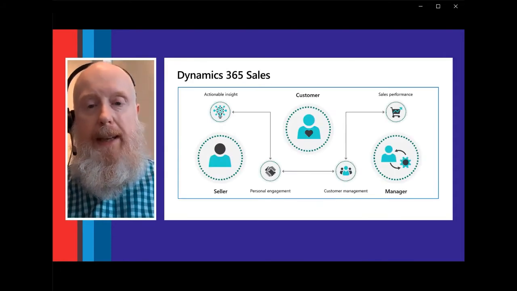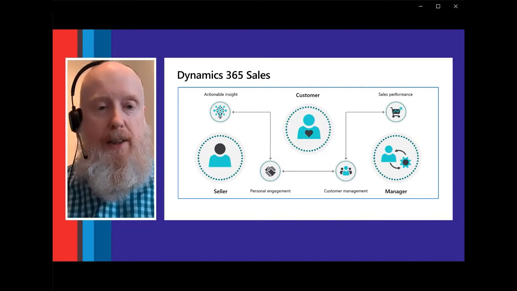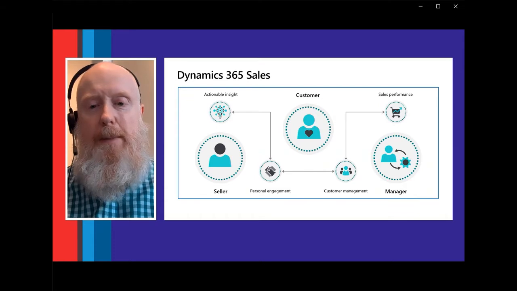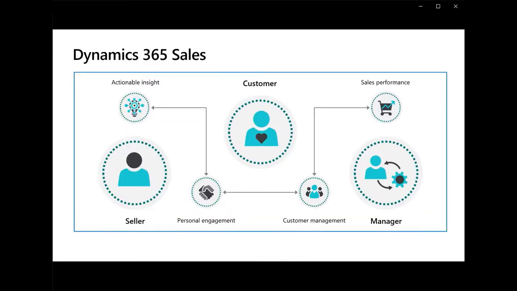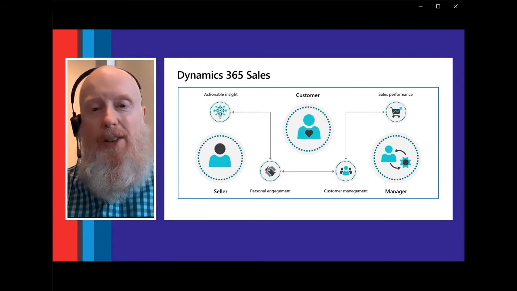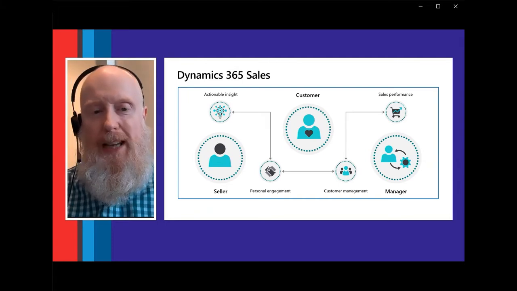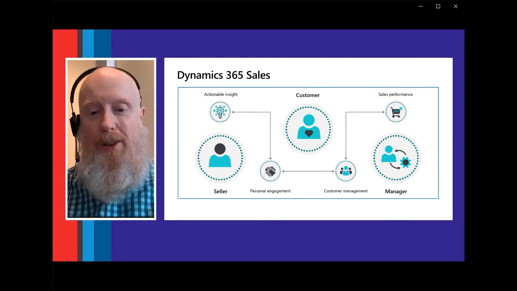So when I look at the sales application, it's very much aimed at the seller, the person who's trying to sell to the customer. What we're trying to do is give them the ability to collaborate with their peers, with their managers, and with customers. And through that, gather information to enable them to have a proper personal interaction with the customer. So we know who the customer is, we know what the customer needs, because we have all that information to hand. We don't have to go hunting around for it. And as I mentioned, the AI is starting to give us insights into what to do next, to prompt us as a seller what to do.